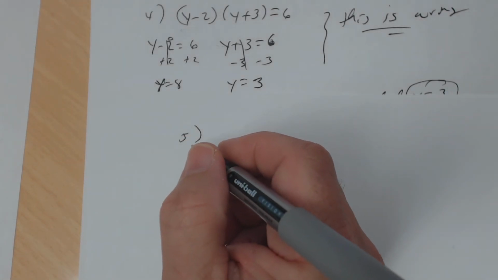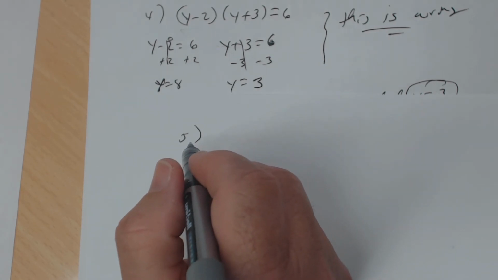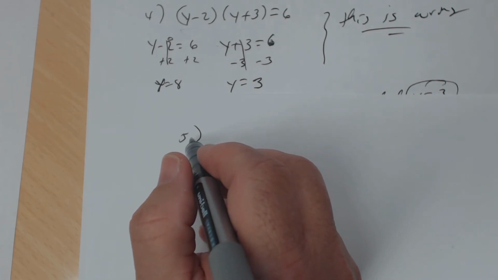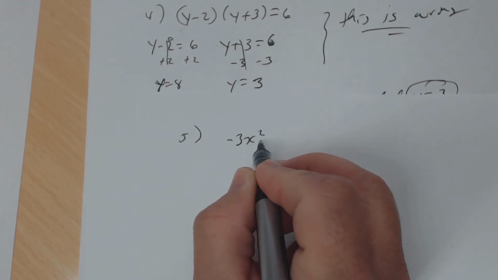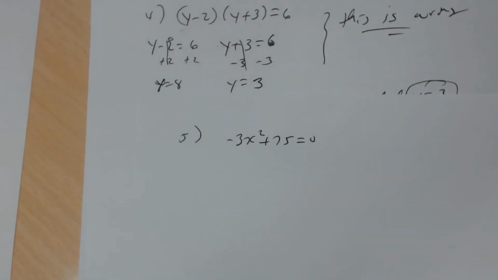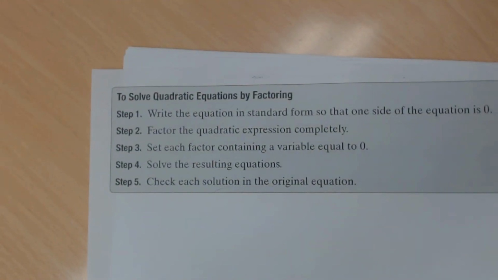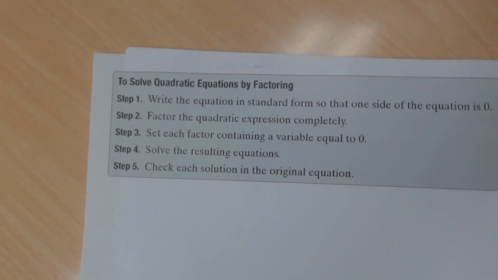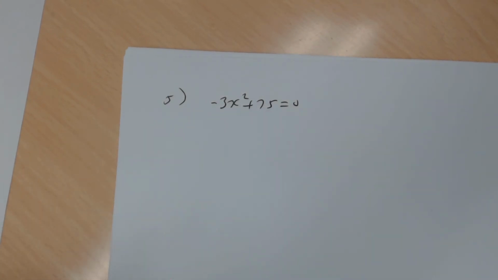All right, let's look at this one. So this is going to be negative 3x squared plus 75 equals 0. Okay, so again, remember the step 1 is to write the equation in standard form so that one side of the equation is 0. All right, so by looking at this, it is in standard form.